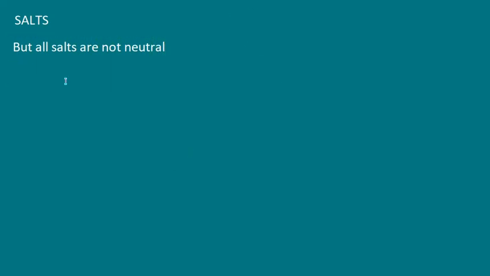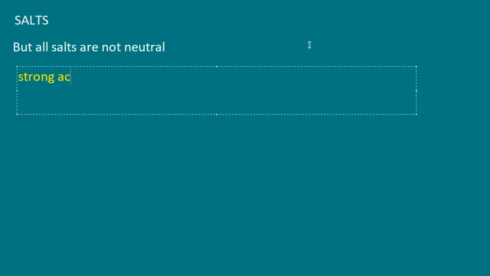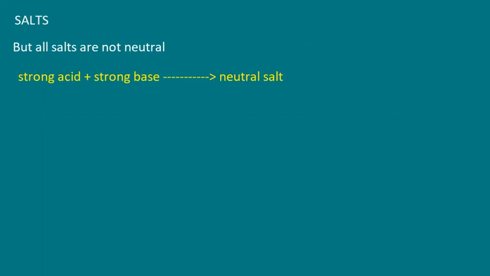Suppose we mix a strong acid with a strong base, and what do we get? Here, when we mix a strong acid with a strong base, we get a neutral salt. A salt whose pH value is say something about 7.